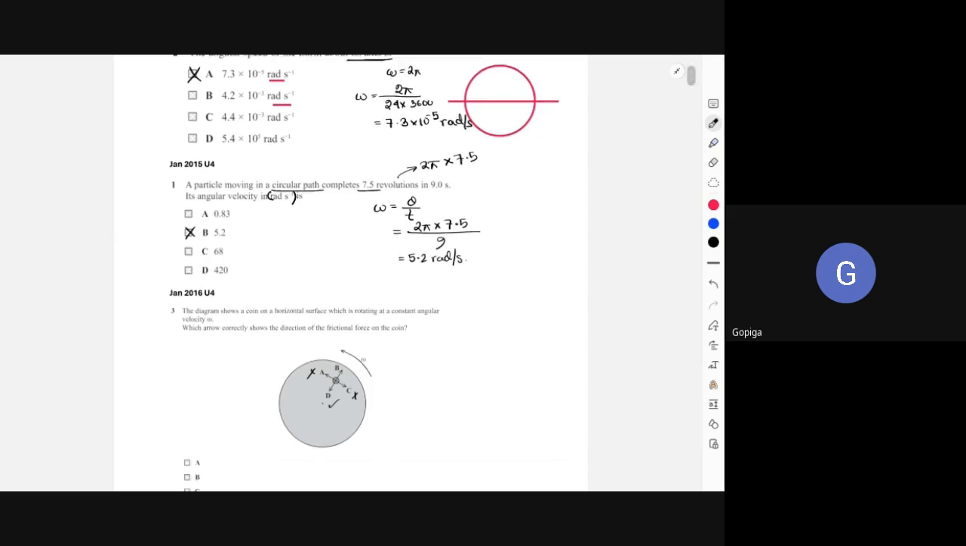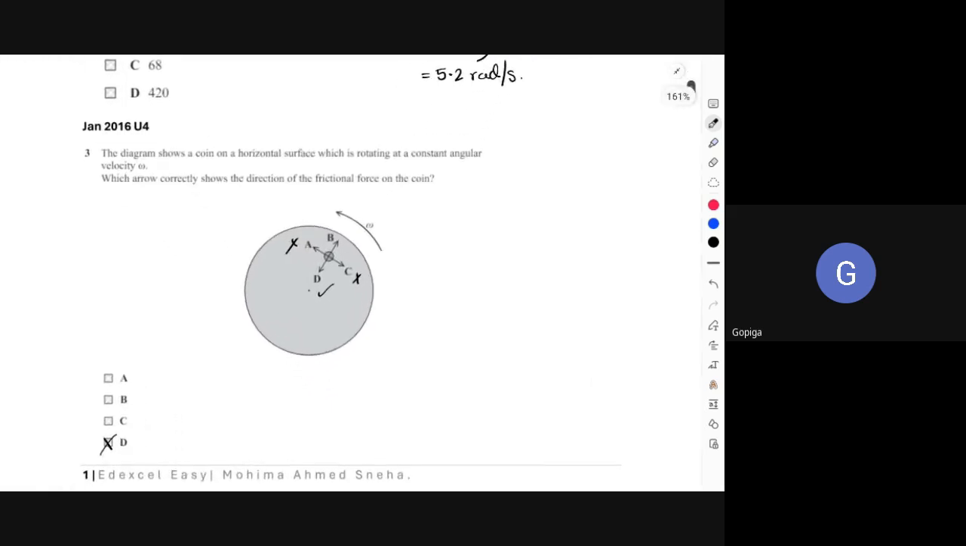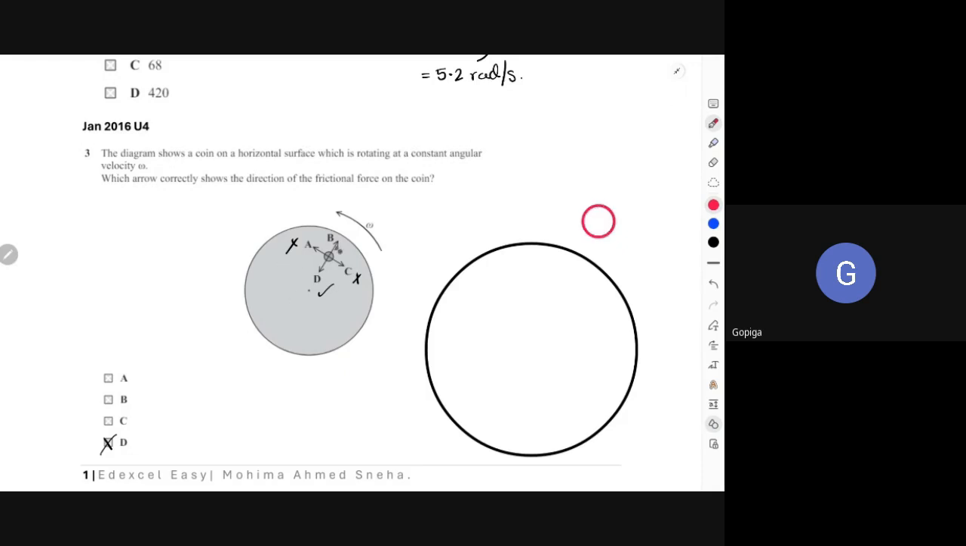Over here, this shows exactly how a coin on a horizontal surface is rotating at a constant speed. This is the whole thing, how it looks. This is the pathway maybe, and over here you have a coin. This diagram represents the coin, not the pathway. So if that is the coin and it is rotating on this circular pathway, obviously there's supposed to be a centripetal force acting towards the center.